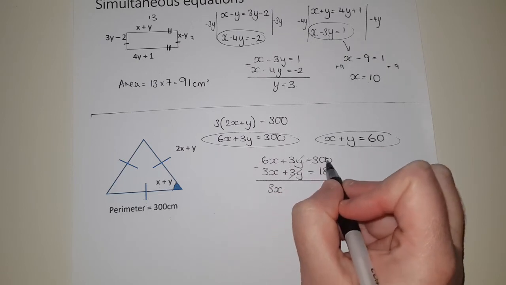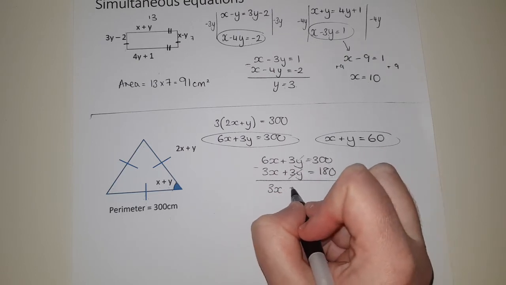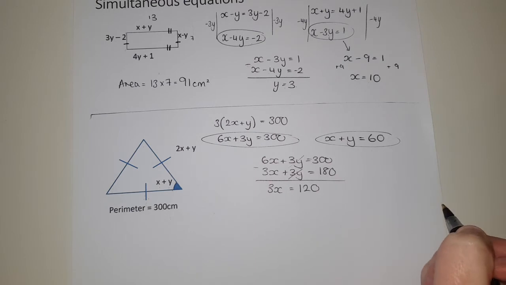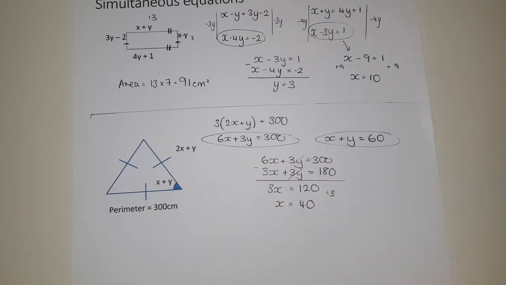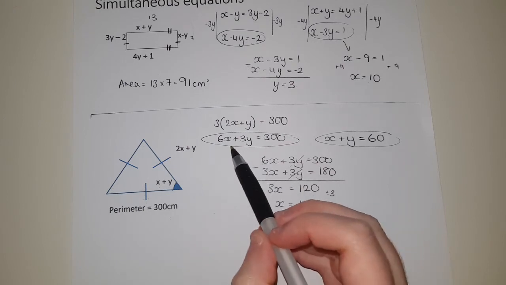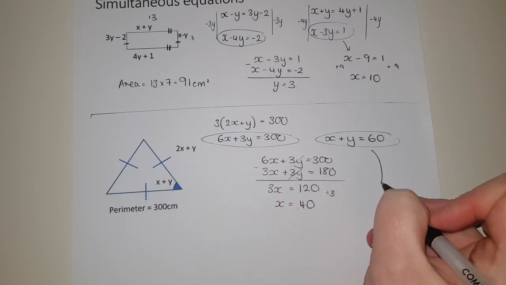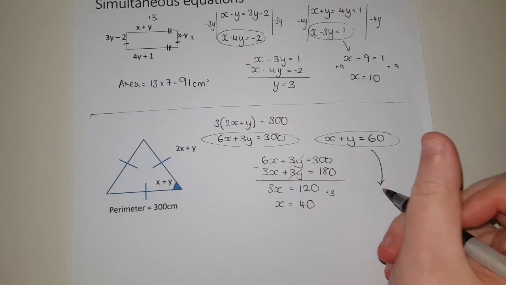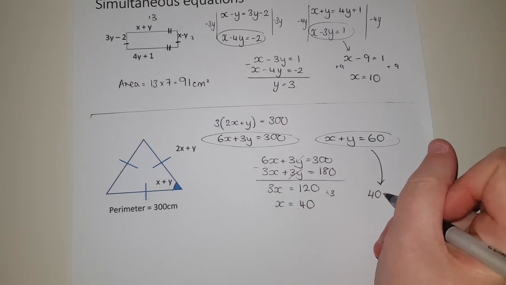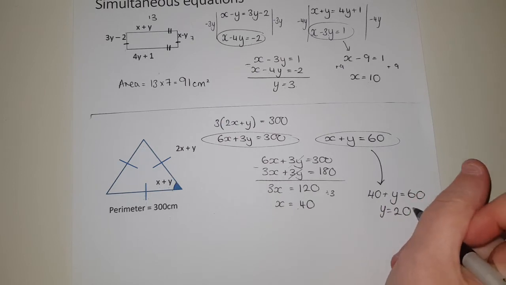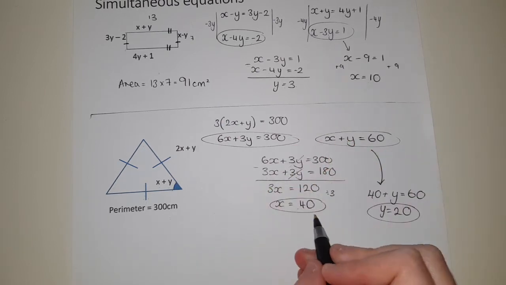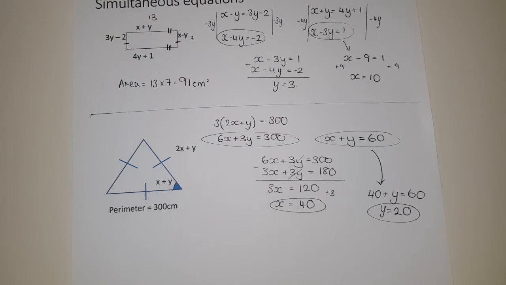These are going to cancel each other out. 300 take away 180 is going to leave me with 120. And if I divide by 3, I get x has to equal 40. I can then substitute that back into any one of my equations. I'm obviously going to pick this one since it's the simplest one out of all of them. If x is 40, I get 40 plus y equals 60. So y must be 20. And that's it. I've got my values.